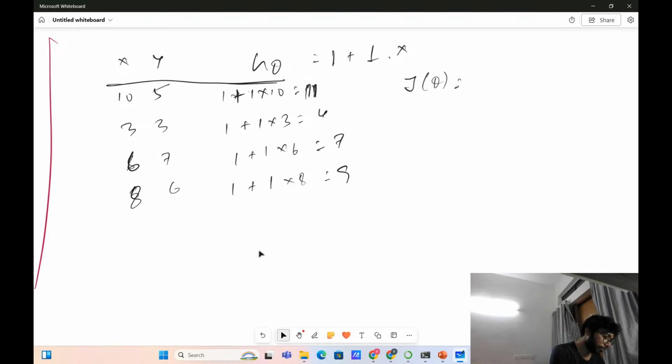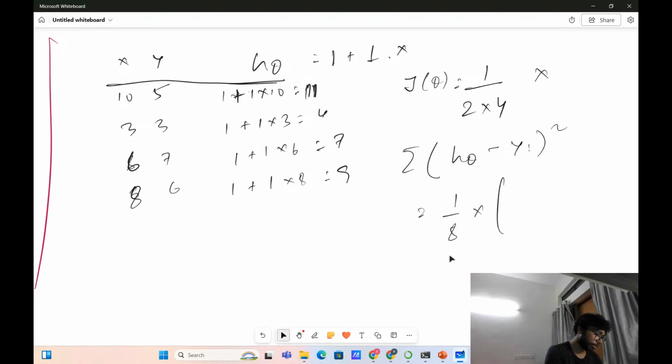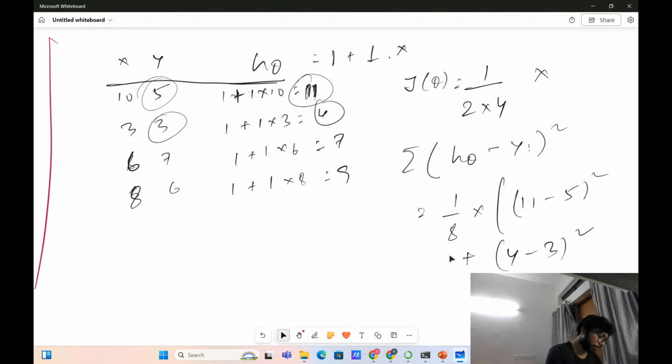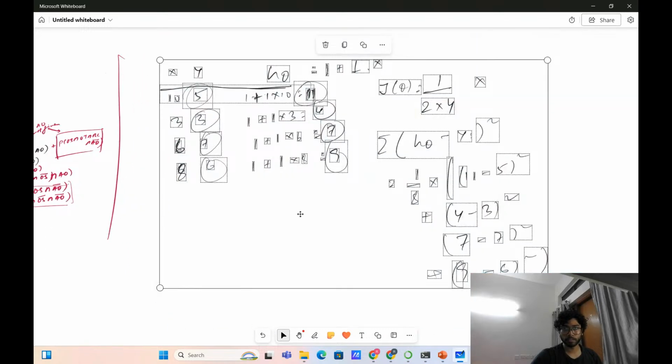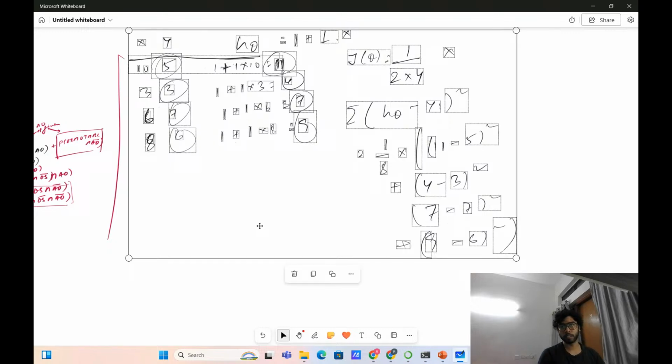Now your J theta is 1 divided by 2m. m is the total number of samples, 2 into 4. Here you have 4 samples. Now summation over h theta minus y whole square. That is 1 by 8 times the sum of each term. For the first case, h theta is 11 and y is 5, so 11 minus 5 whole square, plus 4 minus 3 whole square, plus 7 minus 7 whole square, and so on, plus 9 minus 6 whole square. So this is what you need to calculate.